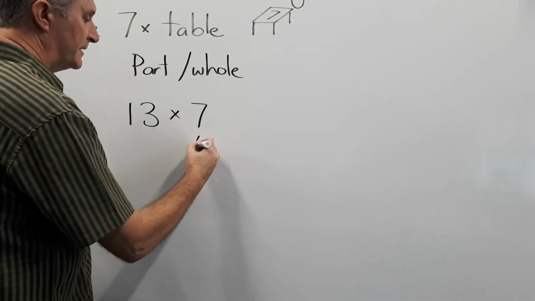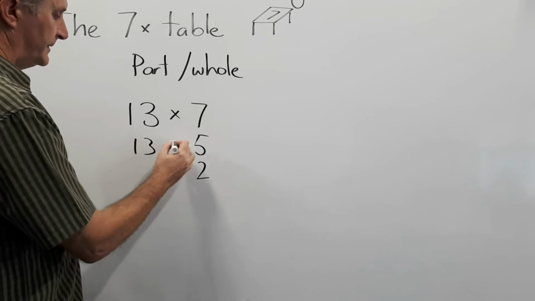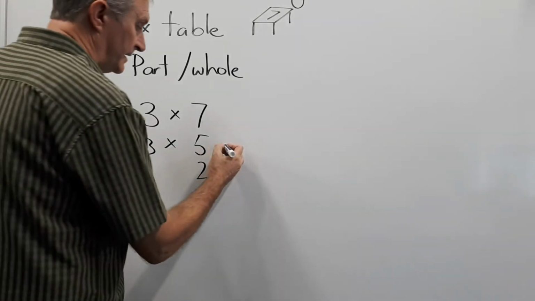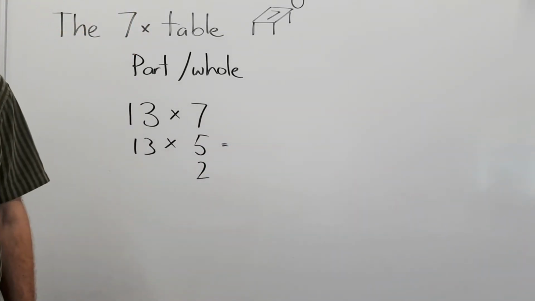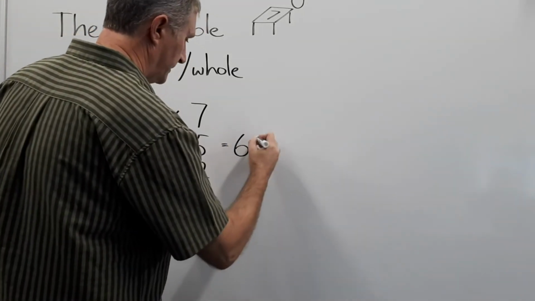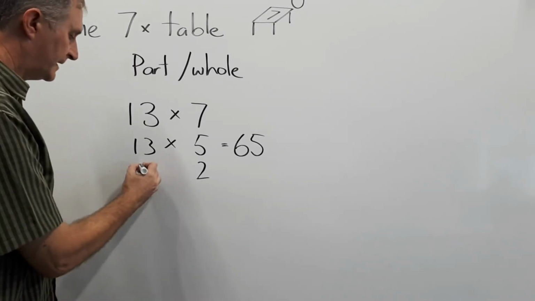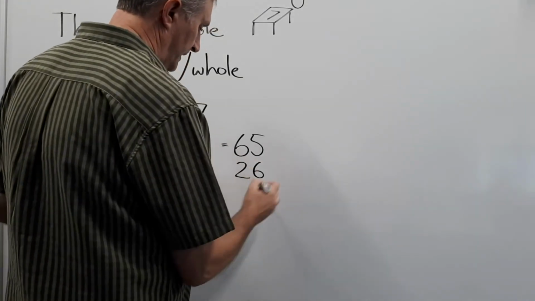7 is made of 5 and 2. 13 times 5, you probably remember from the 5 times table we touched on this. Does anyone remember the answer? 65. 65, thank you, Finn. Good. And then we can double 13, can't we? And that's easy. 26. Somebody said it perfectly.